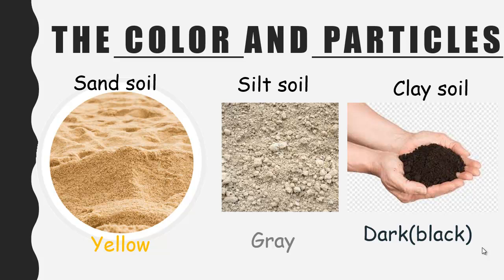Firstly, we will talk about the color and particles of each one. Look at the photo. Sand soil has yellow color. Silt soil, from its photo, has gray color. And clay soil has dark or black color.